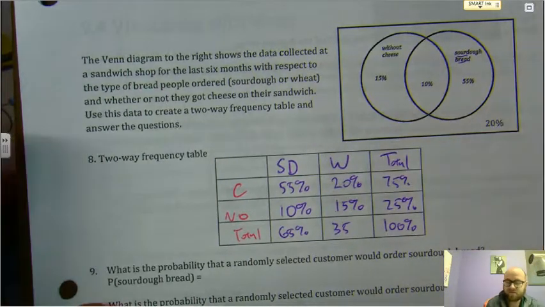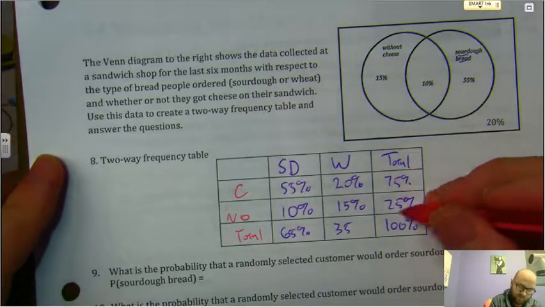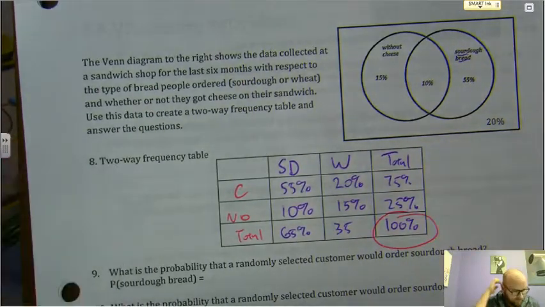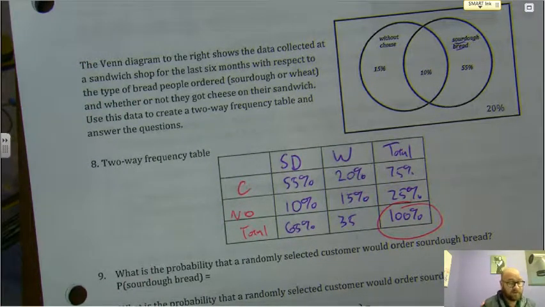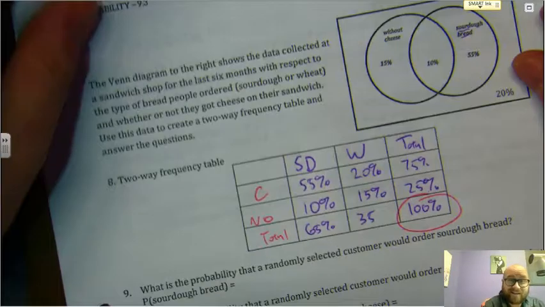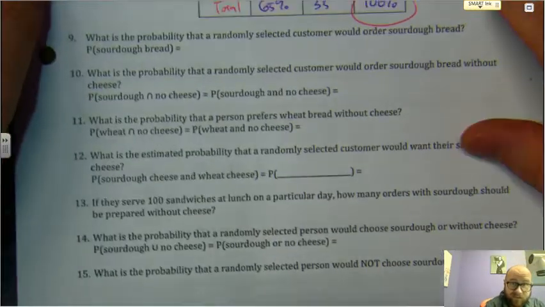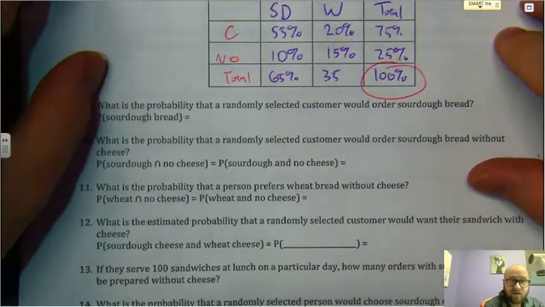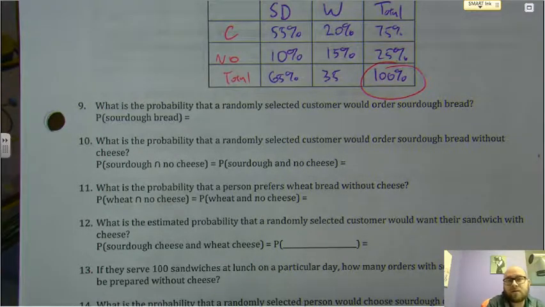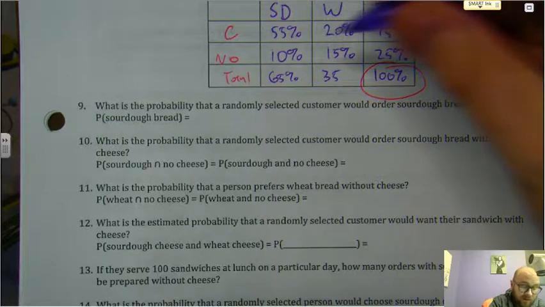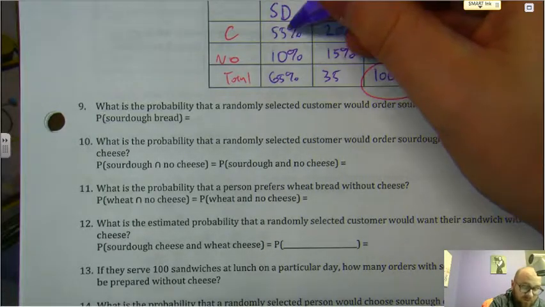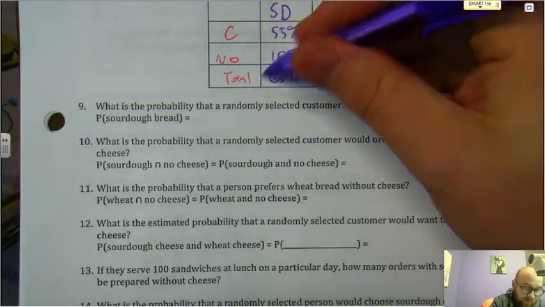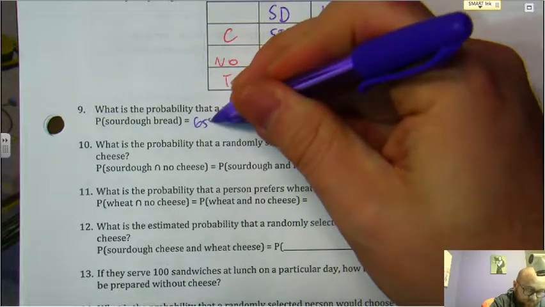Okay, so this is a two-way frequency table where what we're focused on is the total of everything here. Now that we've been able to designate what's what, we'll be able to look at these different probability statements and begin to give the probabilities that are appropriate. All right, let me try to leave this on here. So what is the probability that a randomly selected customer would order sourdough bread? This is sourdough bread with cheese, without cheese, so the total would be 65%.